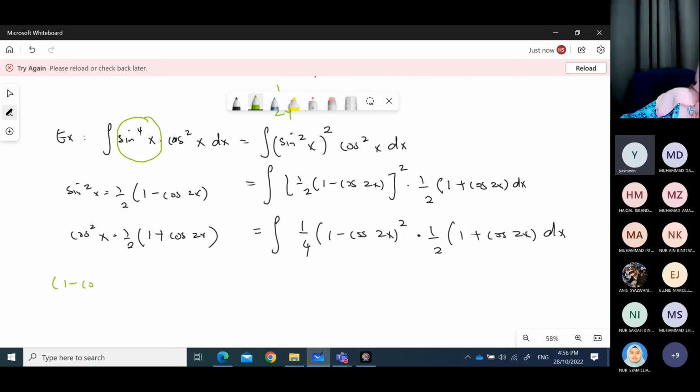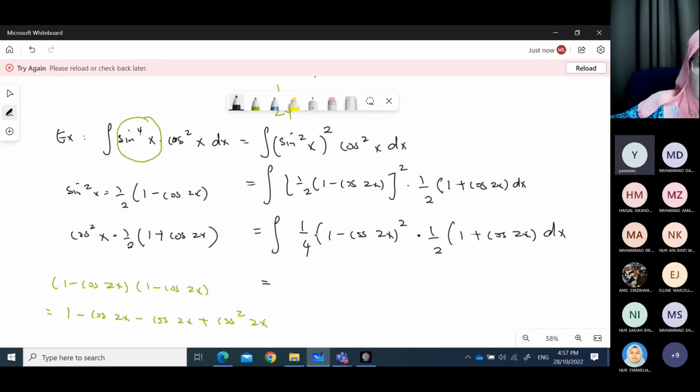1 minus cosine of 2x times 1 minus cosine 2x. It is equivalent with 1 times 1, we have 1. 1 times negative cosine 2x, we have negative cosine of 2x. So this one, negative cosine 2x. And then plus cosine squared 2x. Okay, so ini darabkan dia dapat plus cosine squared 2x. Right? Selesaikan.